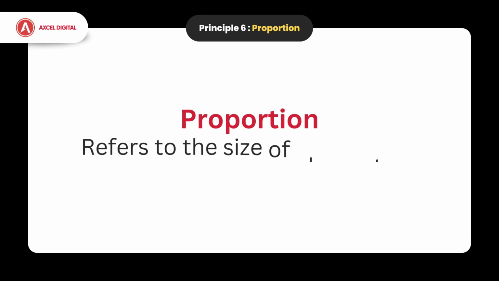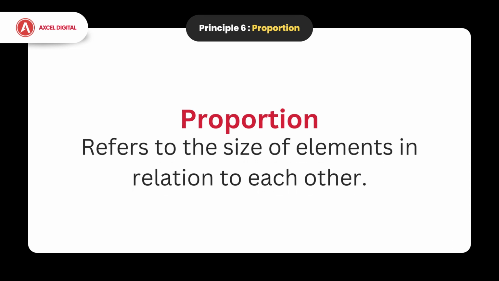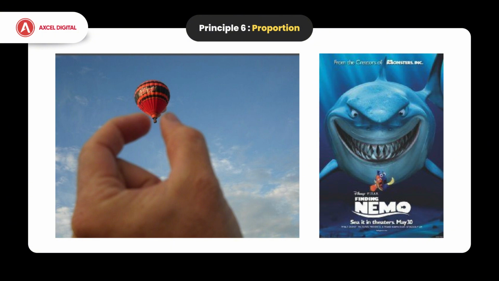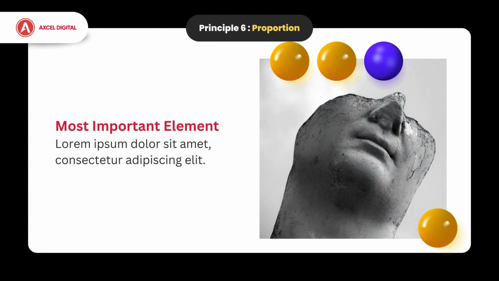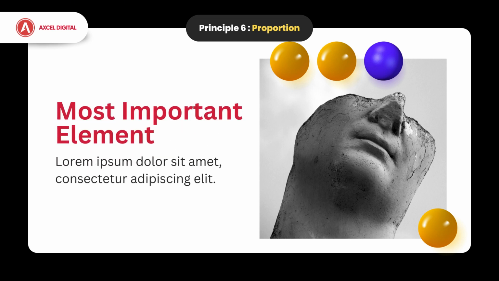Proportion refers to the size of elements in relation to each other. The larger object is more likely to be noticed. For example, in this design, the most important element is the title. So let's make that the biggest and make other elements smaller.